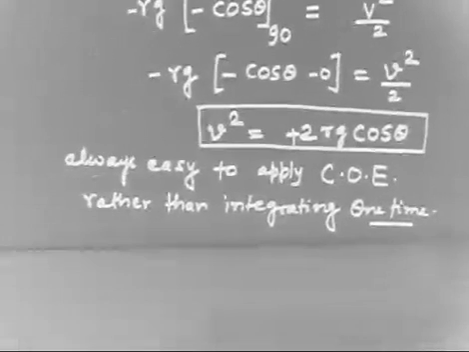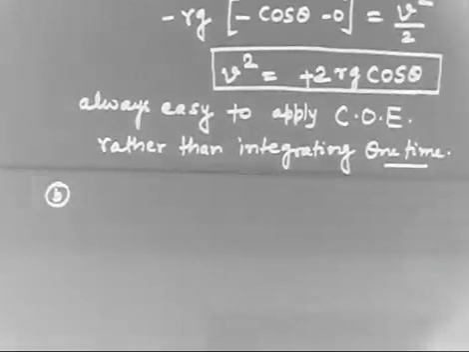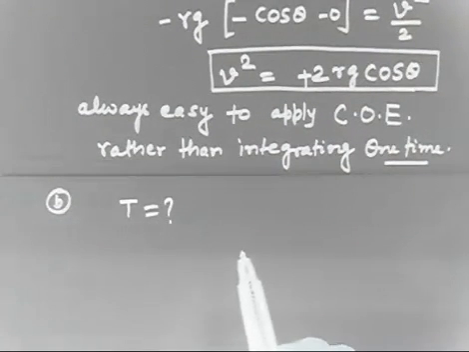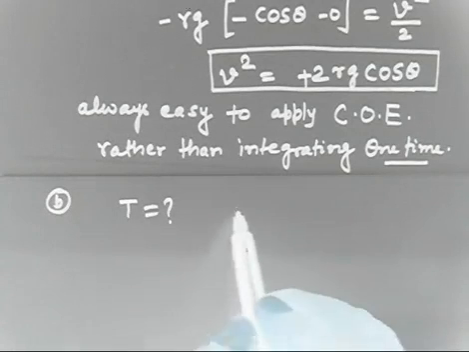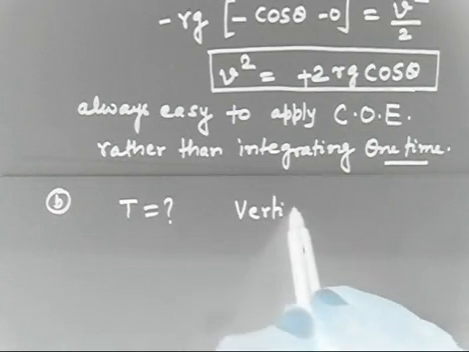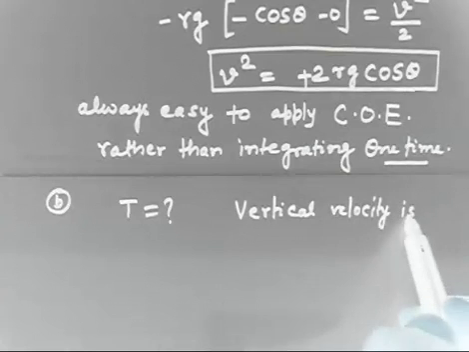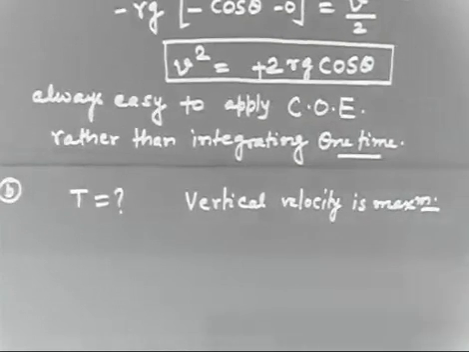So the B part is basically a use of the first part. It says: find the thread tension at the moment when the vertical component of the sphere's velocity is maximum. When the vertical velocity is maximum, this you have to find out. Find the tension at the moment when the vertical velocity is maximum.